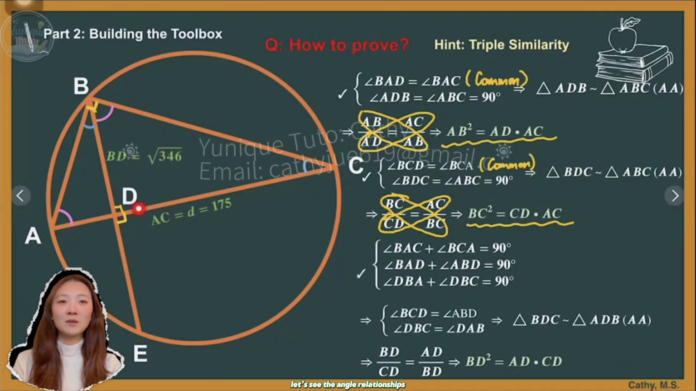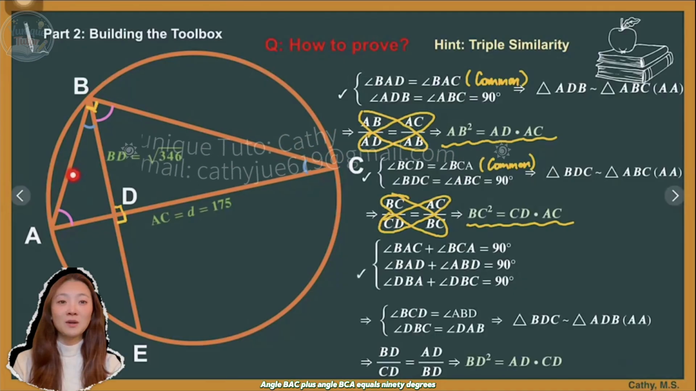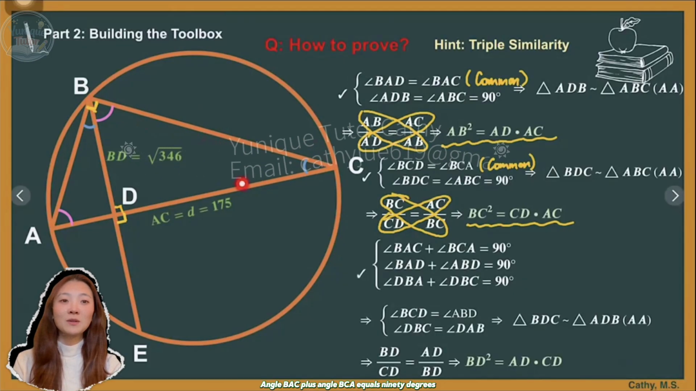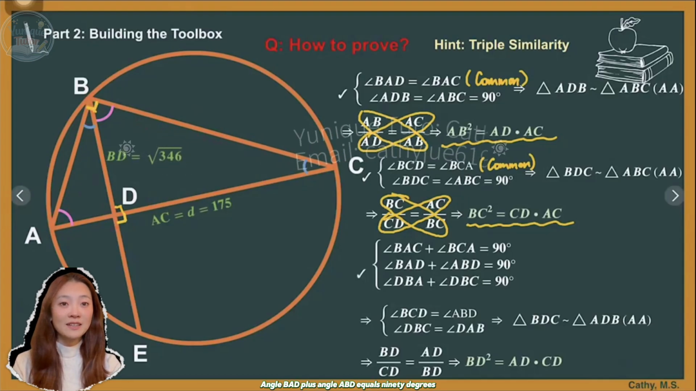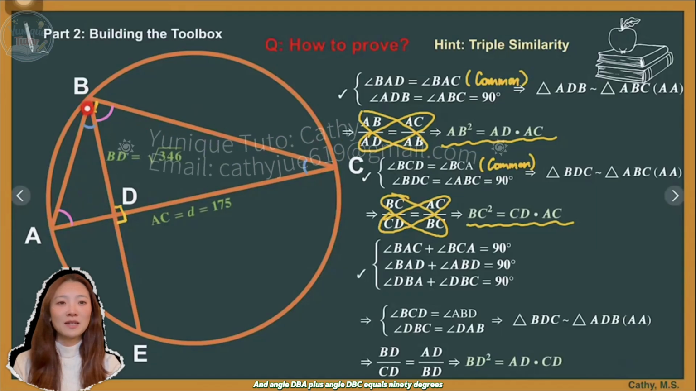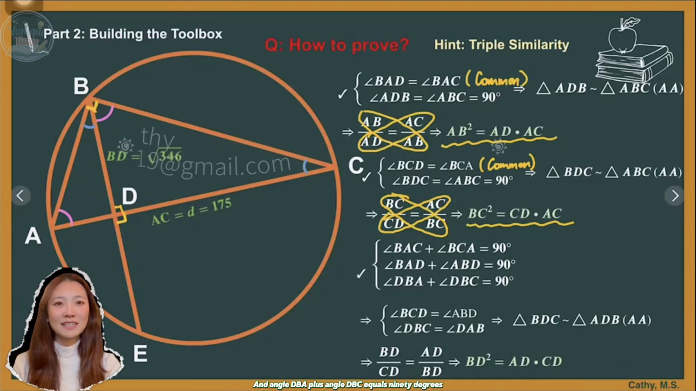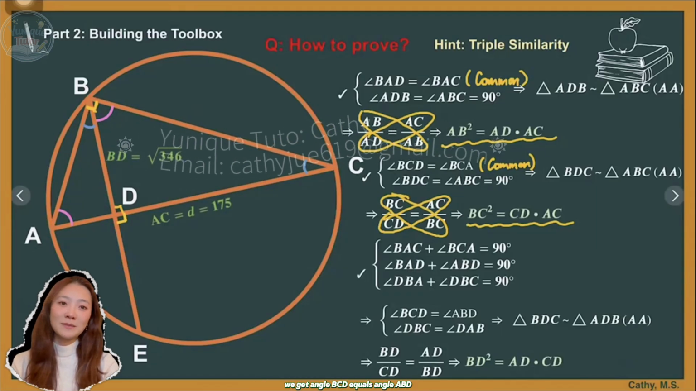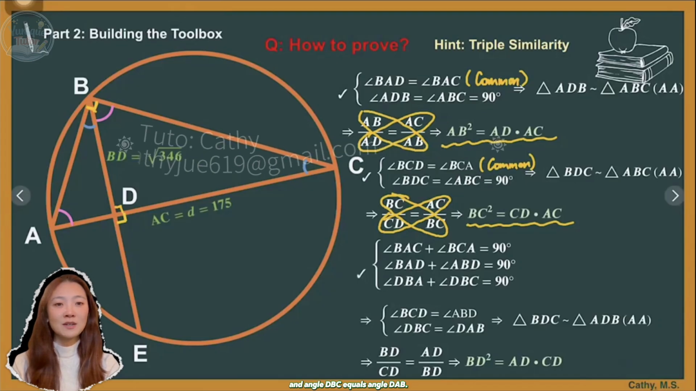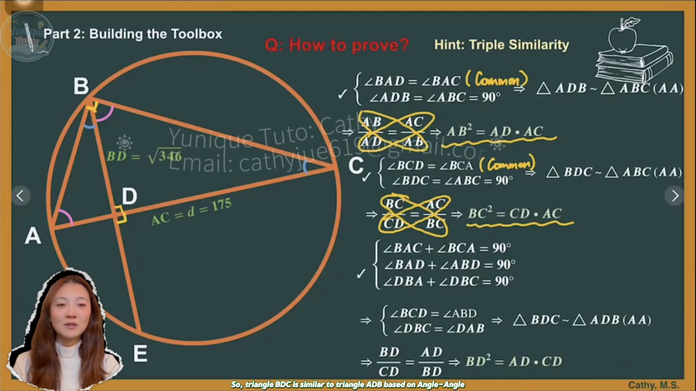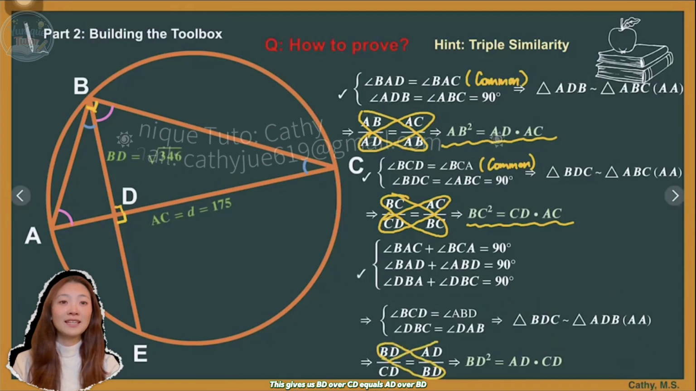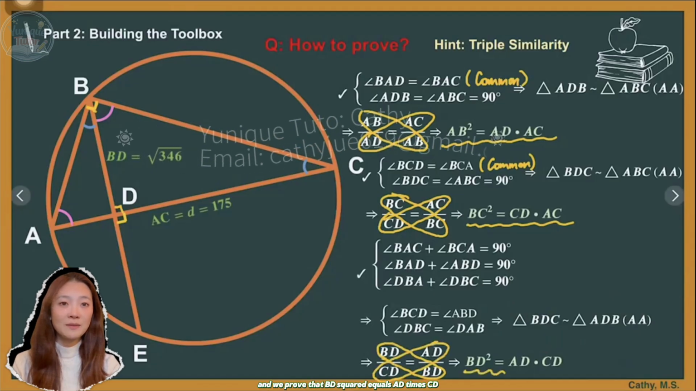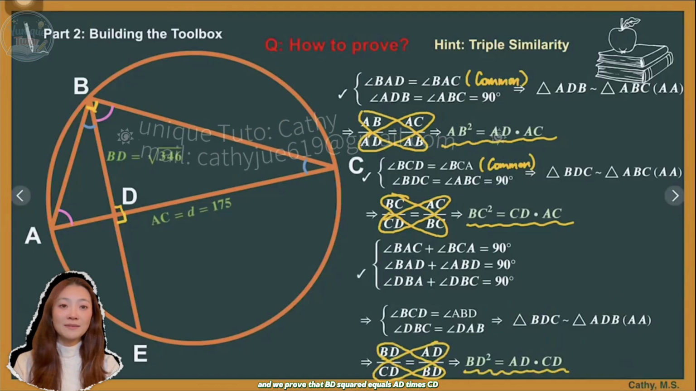Third, let's see the angle relationships. Angle BAC plus angle BCA equals 90 degrees. Angle BAD plus angle ABD equals 90 degrees. And angle DBA plus angle DBC equals 90 degrees. From these we get angle BCA equals angle ABD and angle DBC equals angle DAB. So triangle BDC is similar to triangle ADB based on angle-angle. This gives us BD over CD equals AD over BD, and we prove that BD squared equals AD times CD.